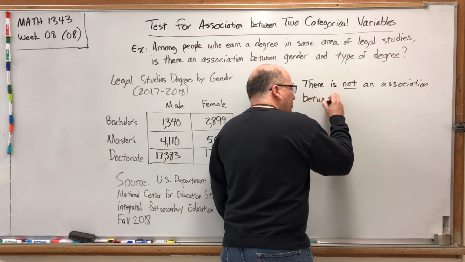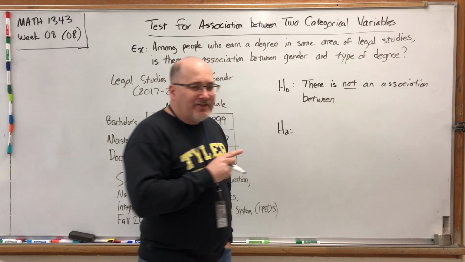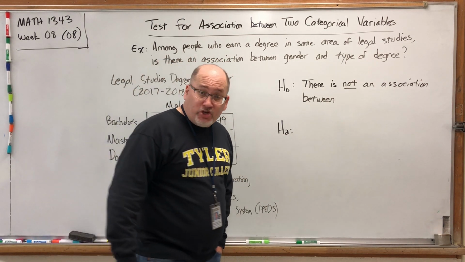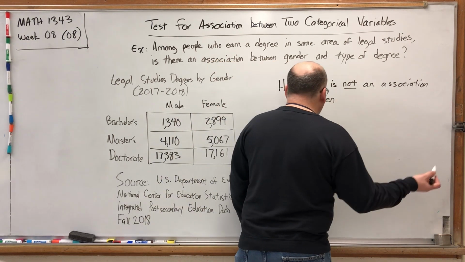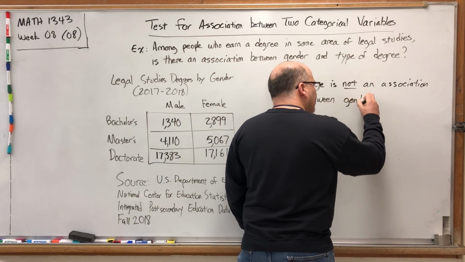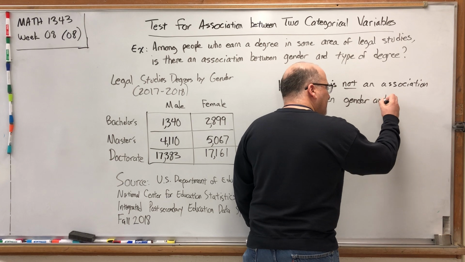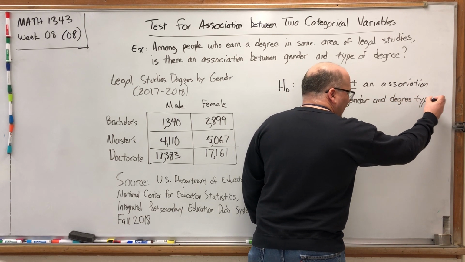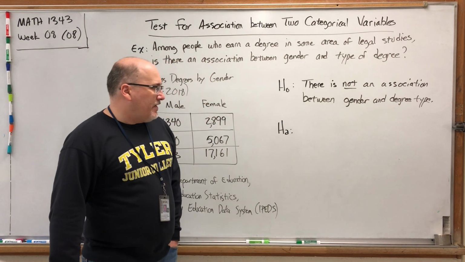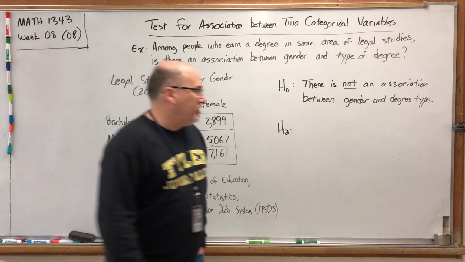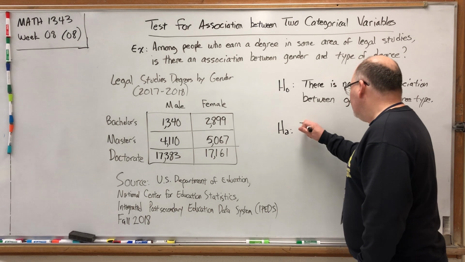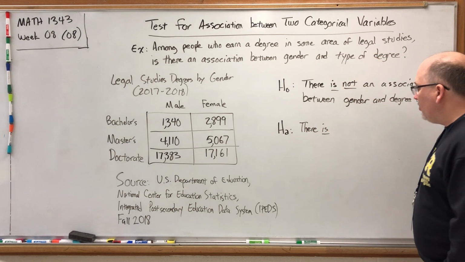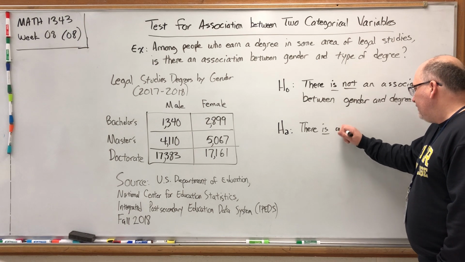and in general, you would always start your null hypothesis like this and then just state the two categories that you're looking for an association between. There's not an association between gender and degree type. So if that's the null hypothesis, it shouldn't surprise you that the alternative is there is an association. So "is not" is in the null, "is" is in the alternative.